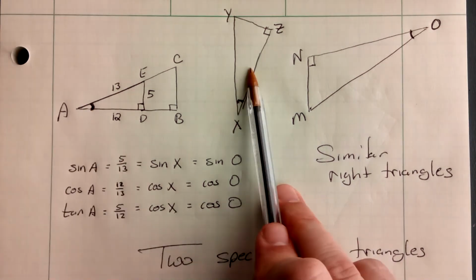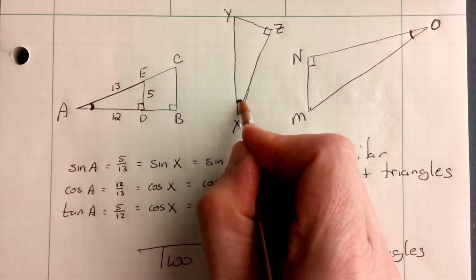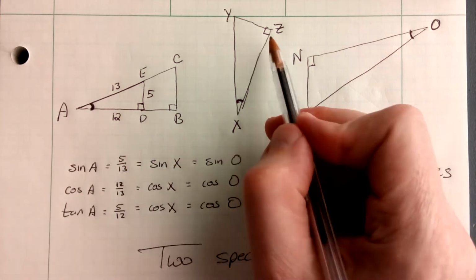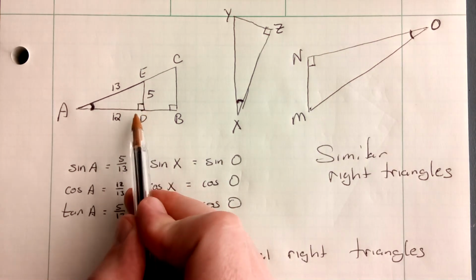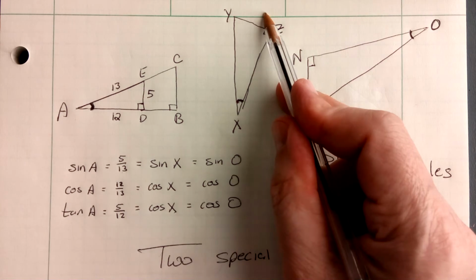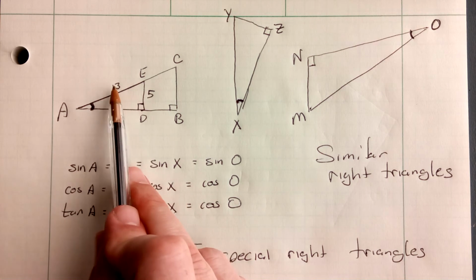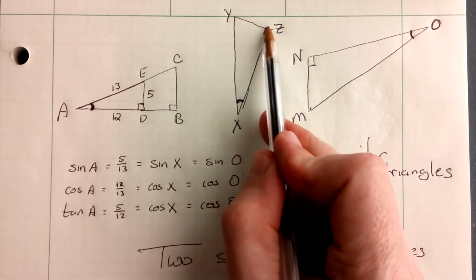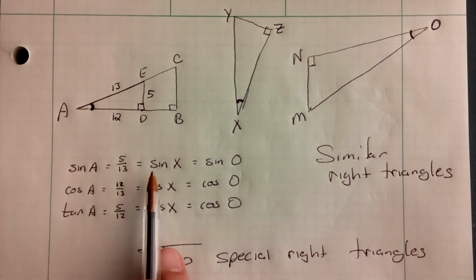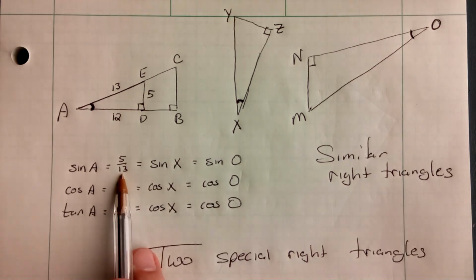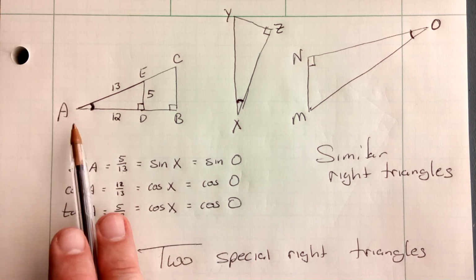Now, if I look over at these two angles here, as long as angle X is equal to angle A, and we have this right angle here at Z, which is similar to the right angle here at D, the ratio of the opposite side to the hypotenuse is going to be the same. So even if I don't know this length or this length, I know its ratio is still going to be 5 over 13. In other words, the sine of X is 5 over 13 because it's a similar right triangle to A, sine of A.